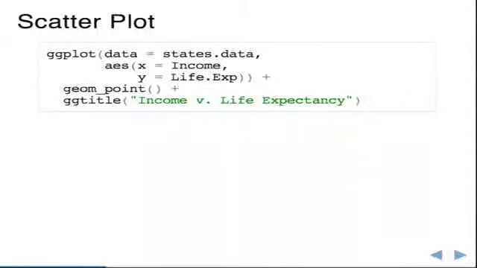So for a scatter plot, for the first example, I'll walk you through each line of code. So we will start by saying ggplot to specify to R that you're using ggplot. And data equals states data, so that's our data set that we're pointing to. Aesthetics is AES, and that's telling ggplot what the X and Y axis are going to be. So X is income and Y is, yes?